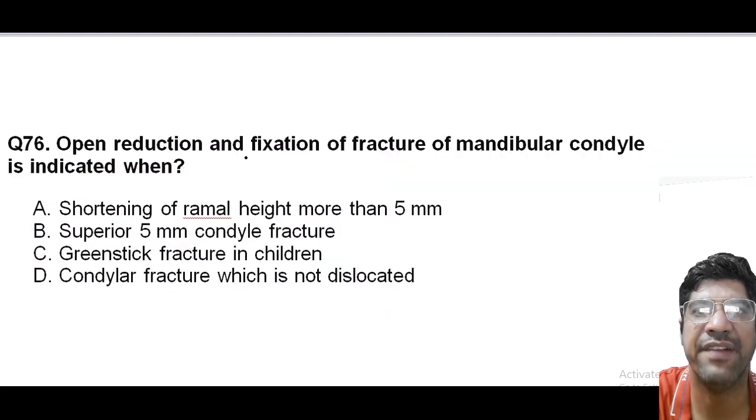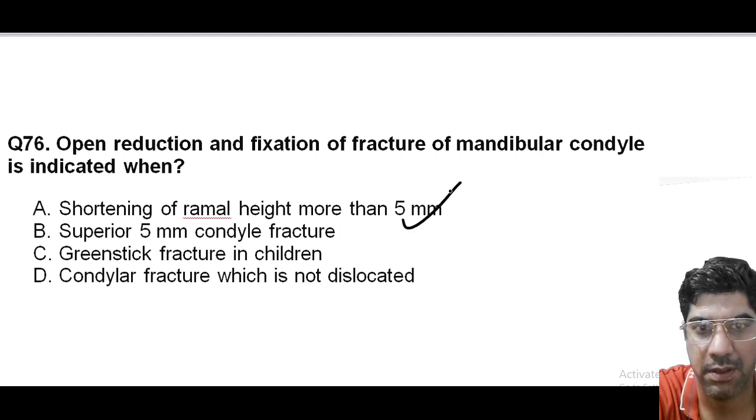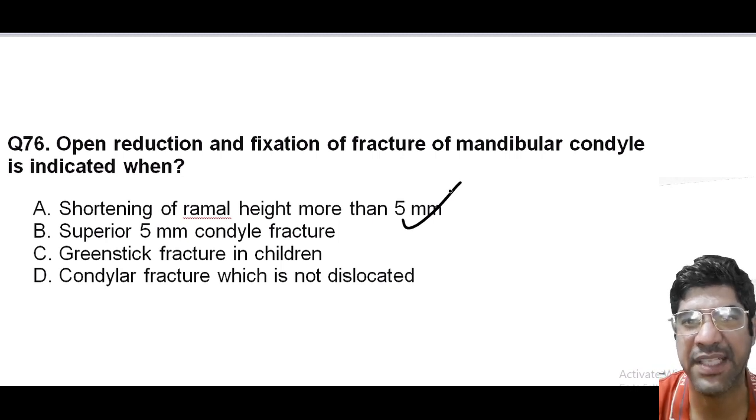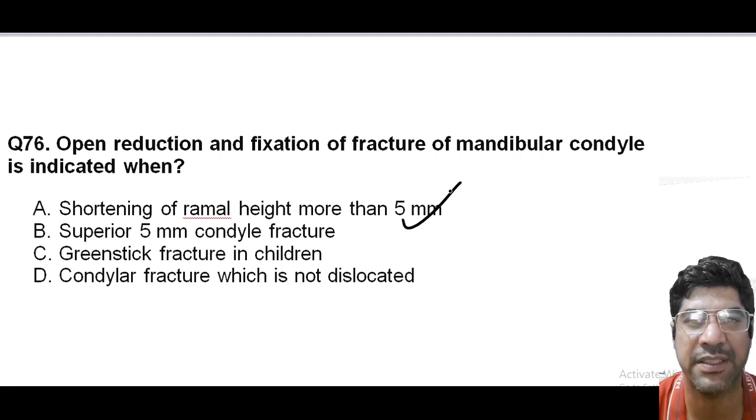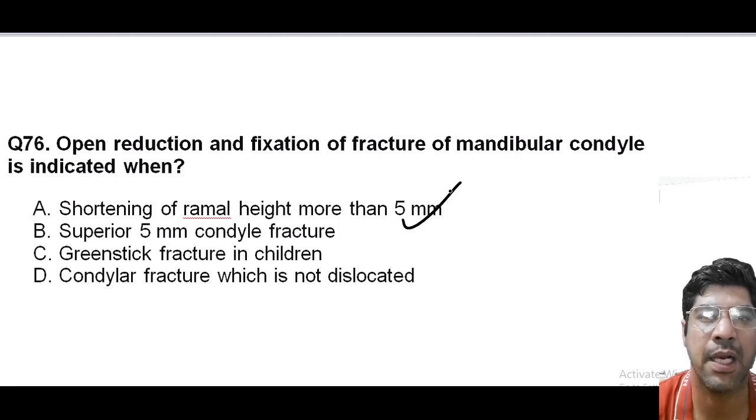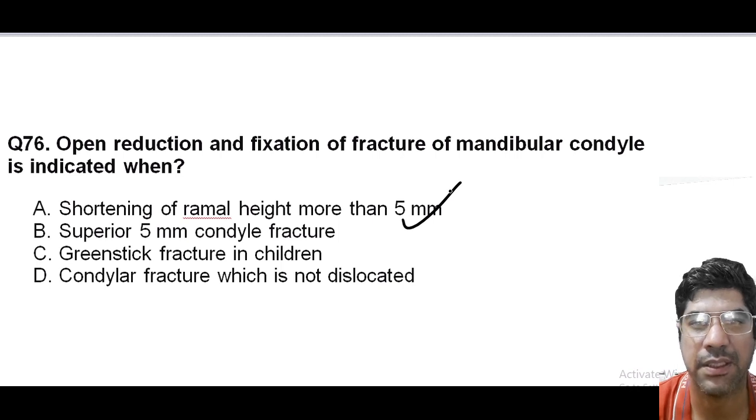Open reduction and fixation of fracture of mandibular condyle is indicated when there is shortening of ramal height more than 5 mm. So open reduction and fixation are indicated when there is shortening of ramal height typically exceeding 5 mm. That means that the condylar fracture has been displaced significantly and requires surgical intervention to restore proper anatomical alignment and function.